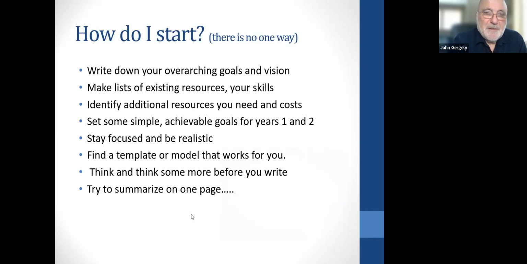So then, how do I start? No, there's no one way. But I would suggest a really easy way of starting. First of all, you should always write things down, but write down your overarching goals and your vision.